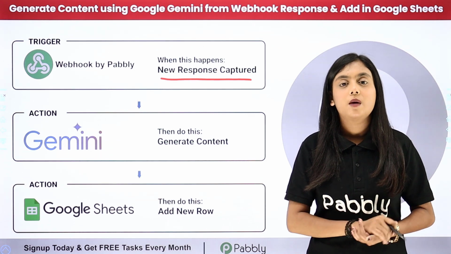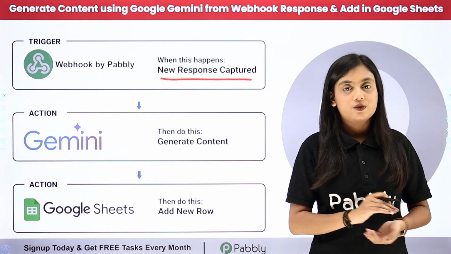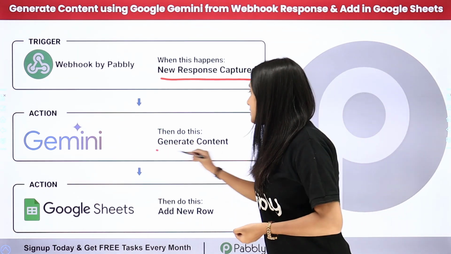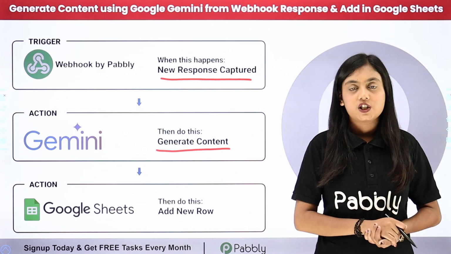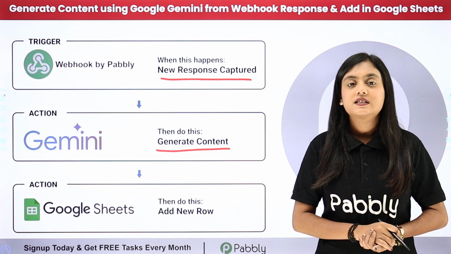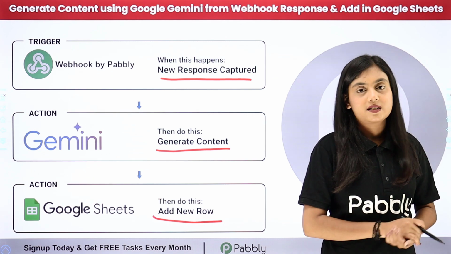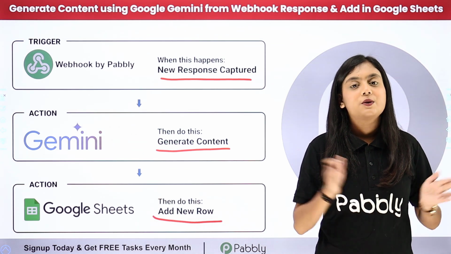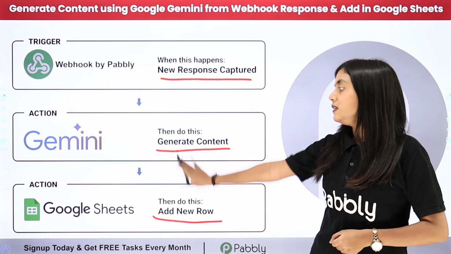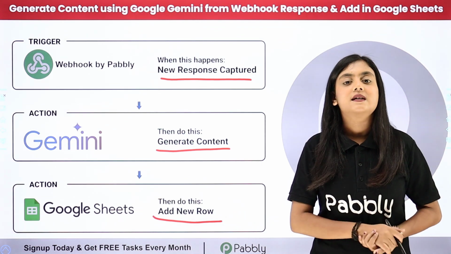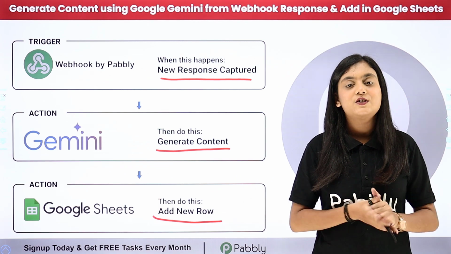So with the help of Webhook by Pabbly, when a new Webhook response is going to be captured, automatically with the help of the response, I want to generate a content with the help of Google Gemini. And as soon as the content is going to be generated, I want to add the content details in my Google Sheets. For that, what we are going to do is we're going to simply create an automation between all of these applications with the help of Pabbly Connect. So if you want to learn this amazing automation, then let me take you all to my screen.